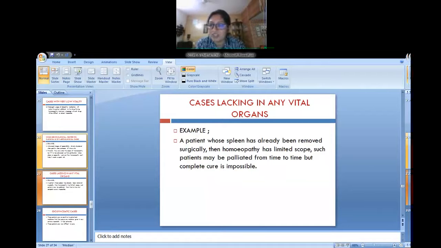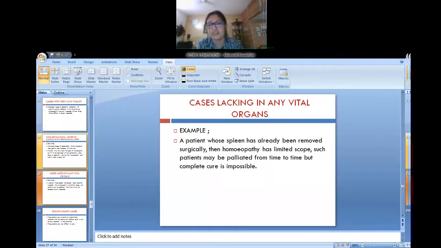Ma'am, in which cases do we use a combined approach? You can. See, there are cases which require surgical intervention. There are cases in cancer which do require chemotherapy. In an emergency, you might have to give a little bit of allopathy. It's all right. Or a course of antibiotics, it's all right. It's not poison. And we shouldn't disrespect another system.